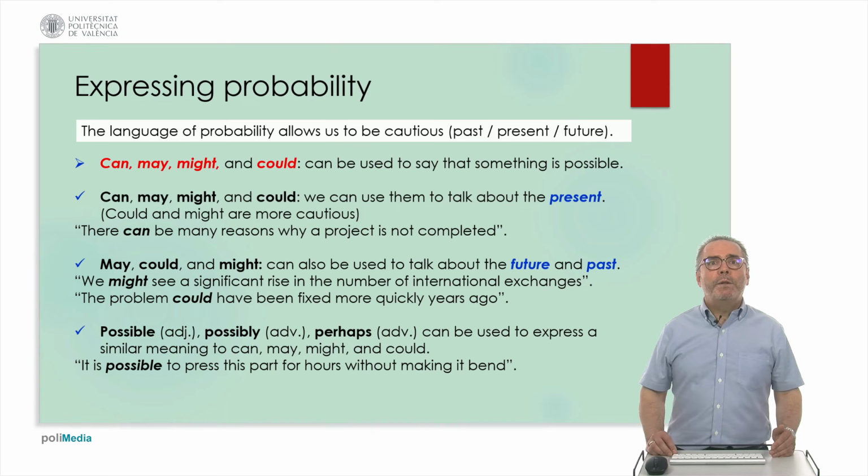In turn, may, could, and might can also be used to talk about the future and past with the same hedging function. For example, we might see a significant rise in the number of international exchanges, or the problem could have been fixed more quickly years ago, referring to the past. Some other words that are not verbs, such as possible, an adjective, and the adverbs possibly and perhaps, can be used in hedging to express a similar meaning to can, may, might, and could. For example, it is possible to press this part for hours without making it bend.